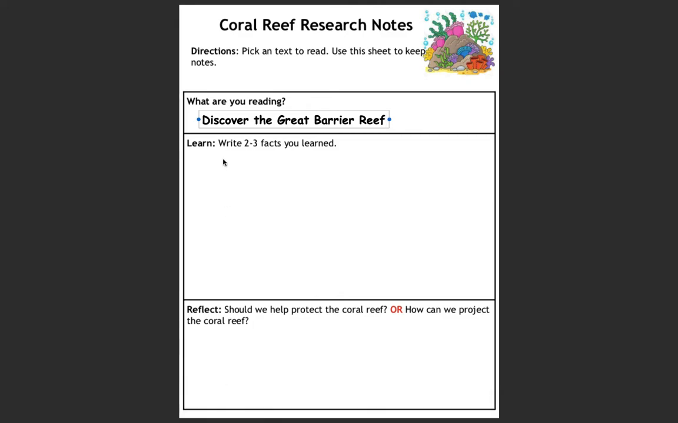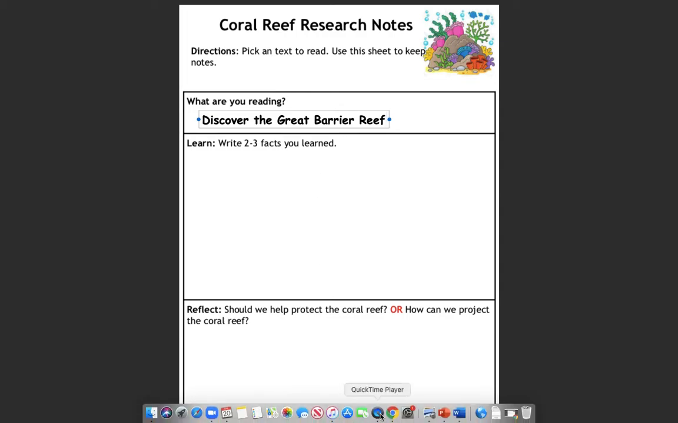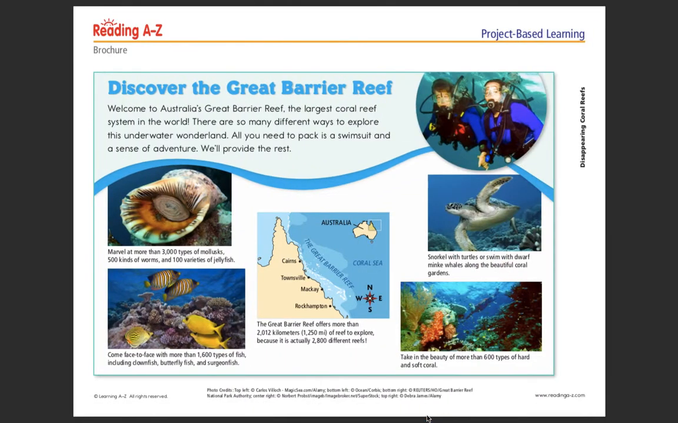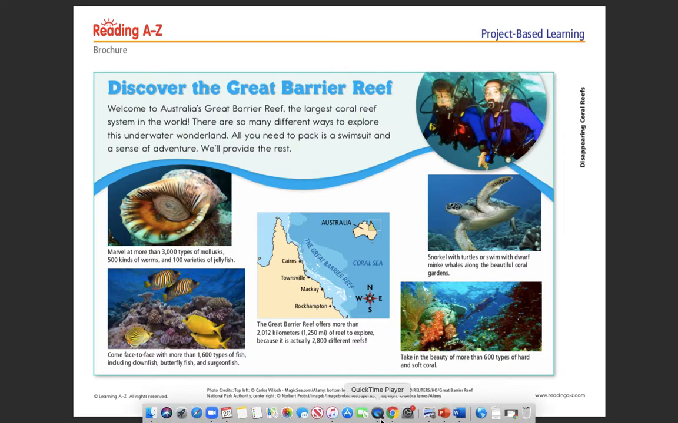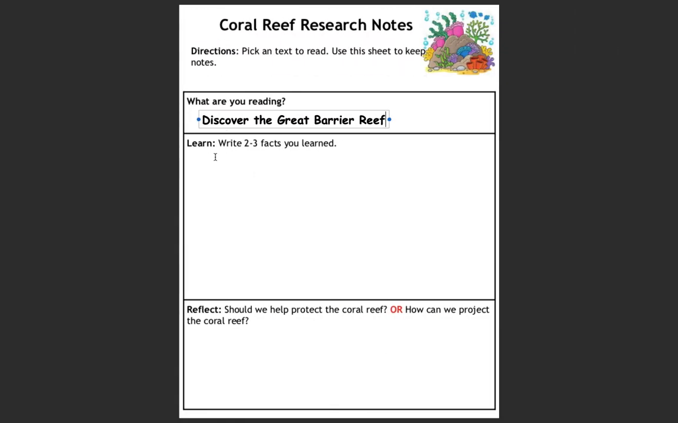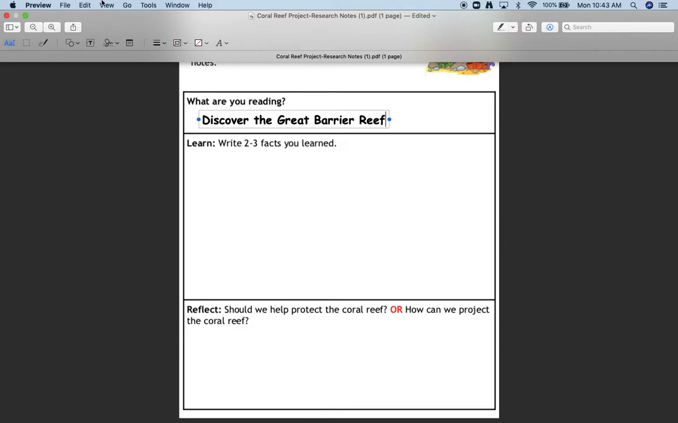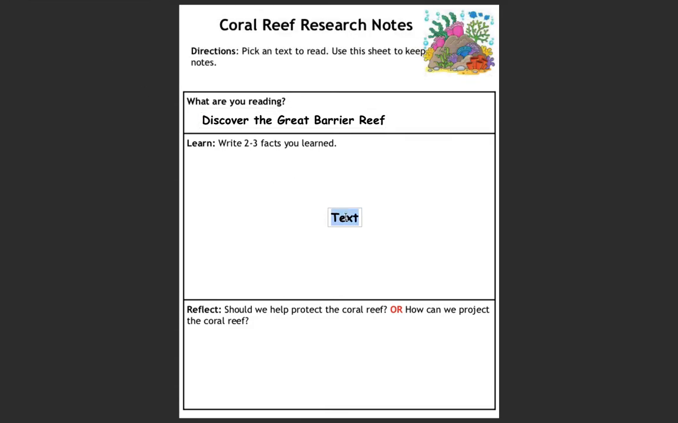Now, while I'm reading, I'm going to be thinking about facts that I learned. Making sure to have at least 2 to 3. Let's see if we can get 3. All right, so discover the Great Barrier Reef. Welcome to Australia's Great Barrier Reef, the largest coral reef system in the world. Right there, awesome fact. I'm going to write it down. The largest coral reef system in the world is the Great Barrier Reef. I'm sorry, Australia's Great Barrier Reef, because there's more than one, if you're wondering.